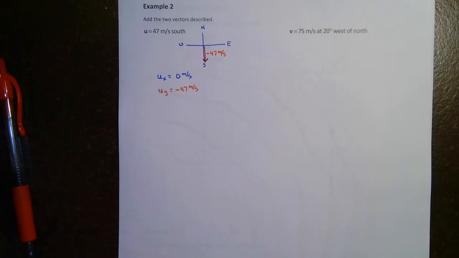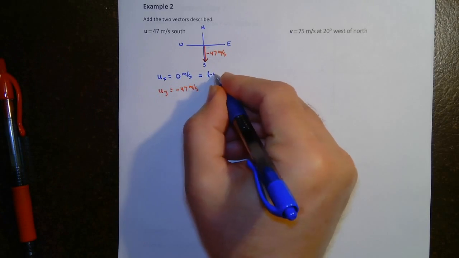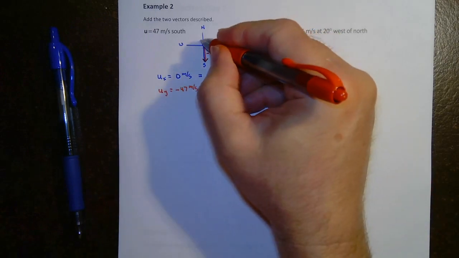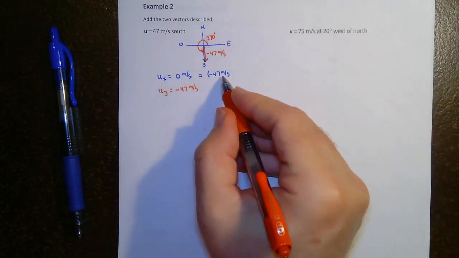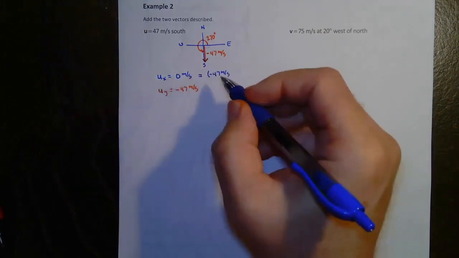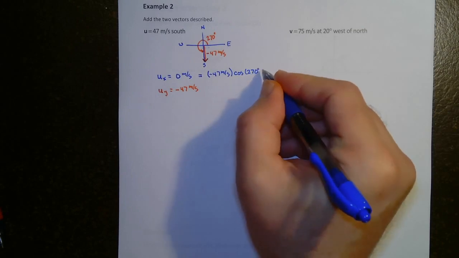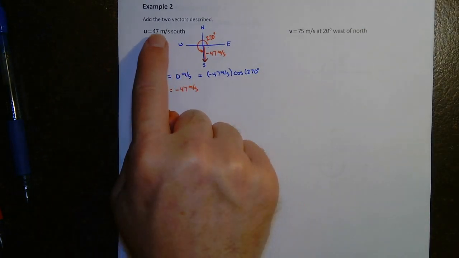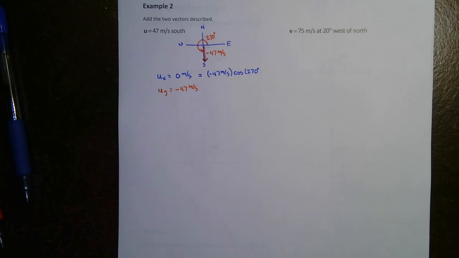If you want to continue with the sine and cosine, okay, you could, because this would be the same as negative 47 meters per second. And this angle of rotation that we get right here would be 270 degrees. Okay, so we could take negative 47 meters per second and we could multiply it by cosine of 270 degrees. You know what? I said negative 47, but I should have said 47 because our vector is 47 meters per second in the southward direction. So this should be positive 47. We would get the wrong answer if we wrote negative 47.